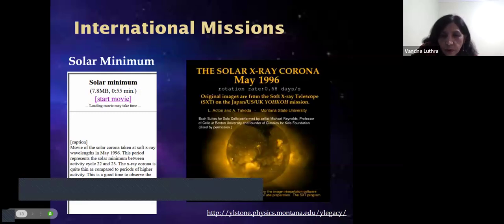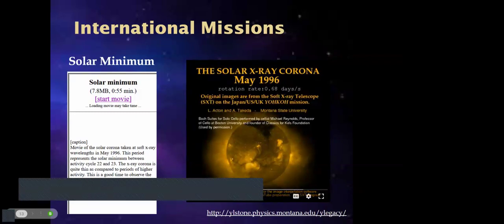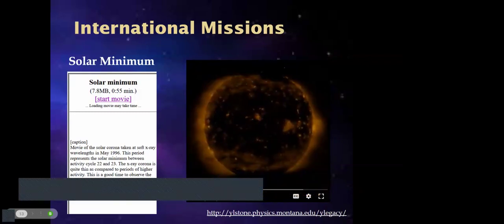Is the screen visible and the audio also audible? Yes, audio is audible. Okay.